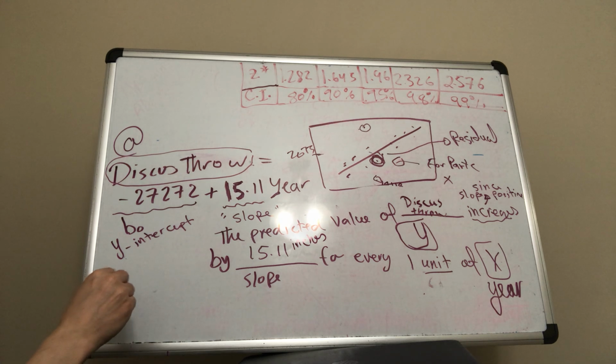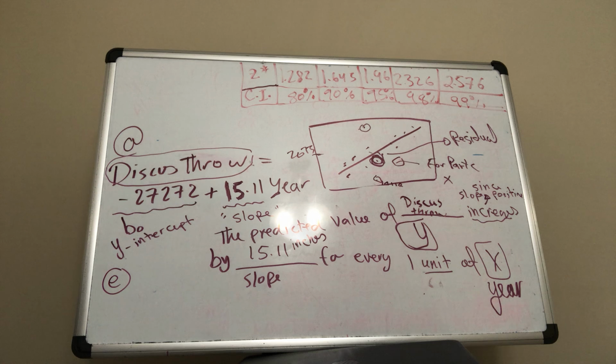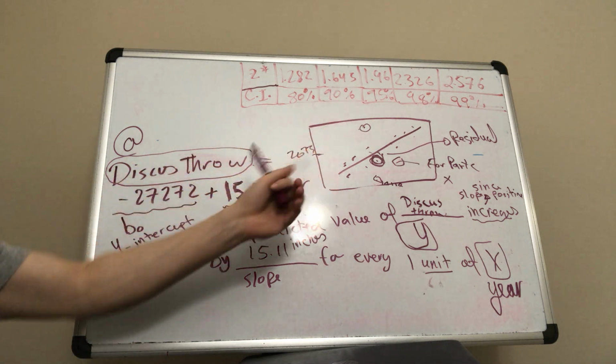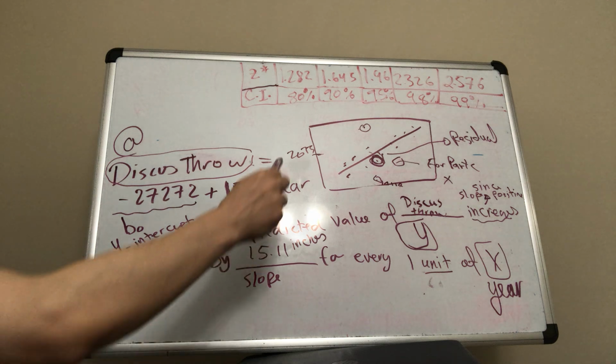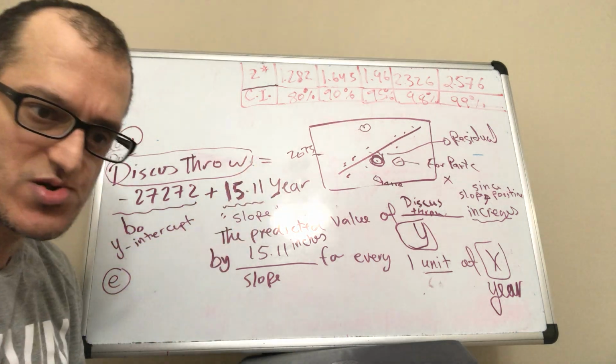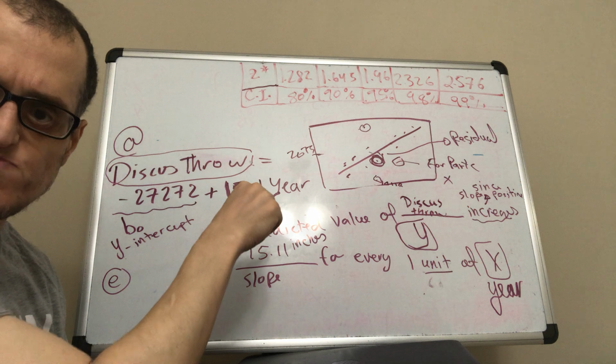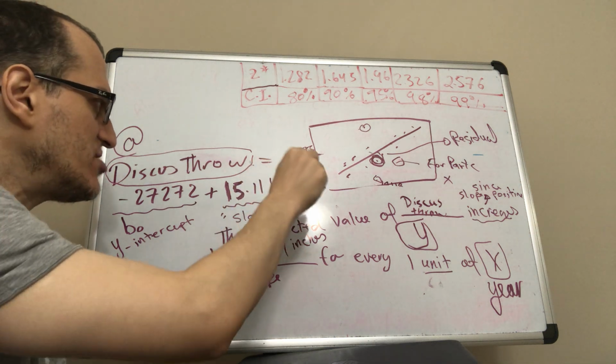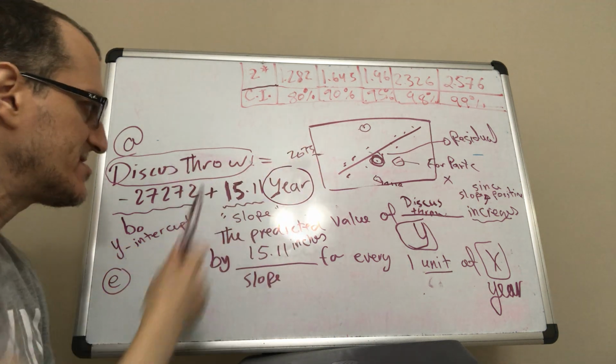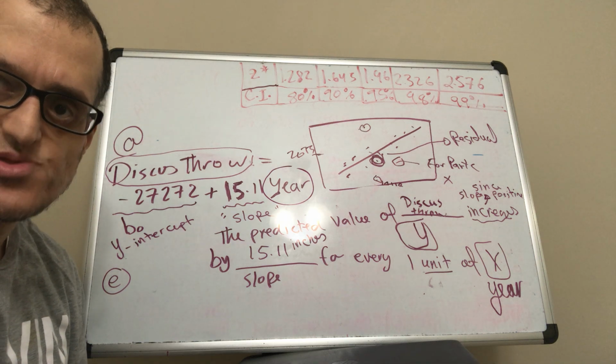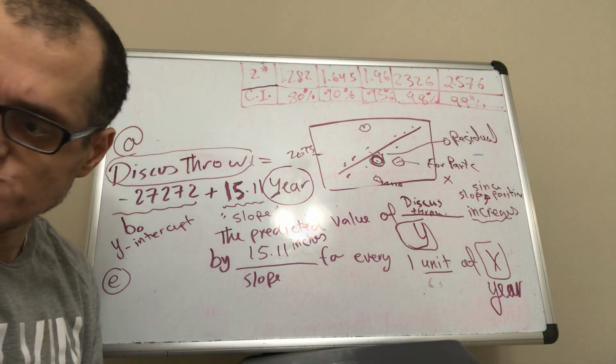Question E. A sports fan is interested in predicting the discus throw distance for the gold medal winner in the next Olympics, 2016. Can you do this? Remember when we did it for observation D, and we said it's 1948? Anytime they tell you predict or calculate, that means you need to plug it into the function. So can you plug 2016 here and get the discus throw? No. Why can't we do it for 2016?